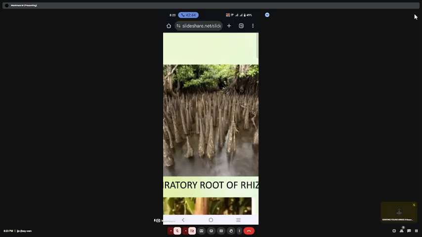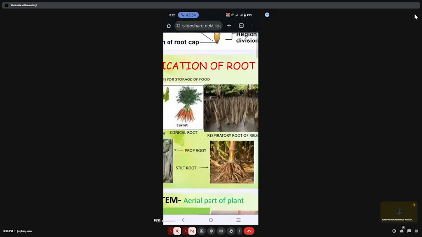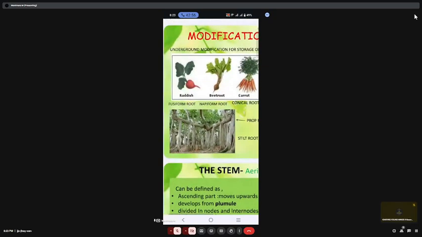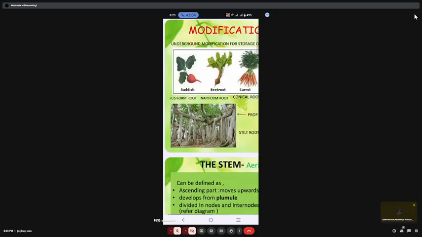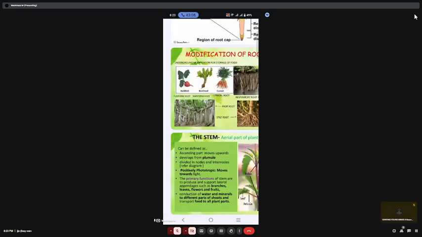So Rhizophora has both respiratory roots and stilt roots present. What is the name of the plant? Rhizophora. Make a note of it. The plant which contains both the respiratory root and the stilt root, for example, is Rhizophora. But Avicennia has only one root, the respiratory root.